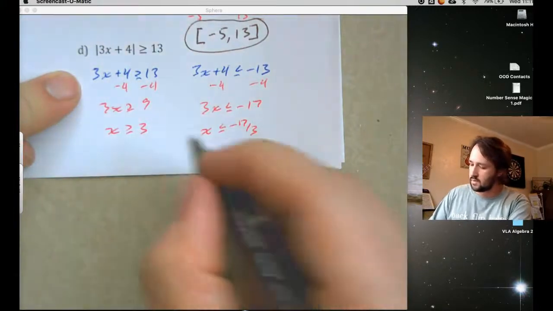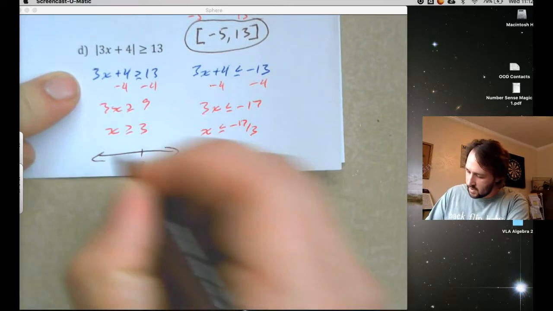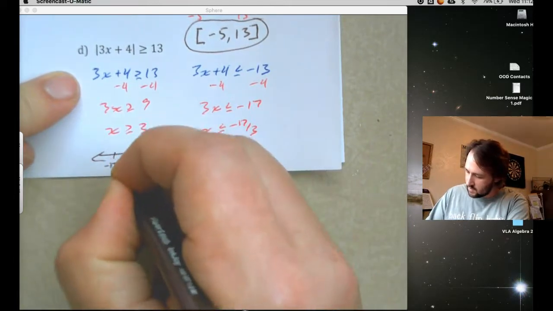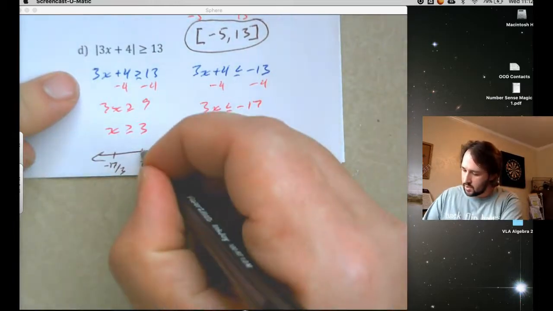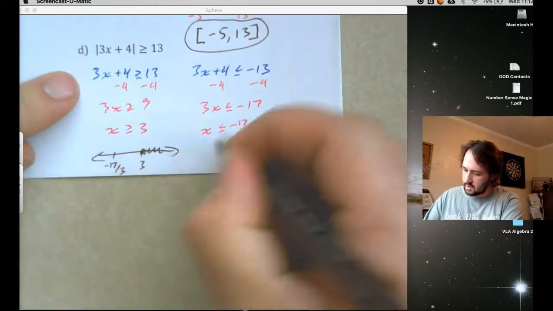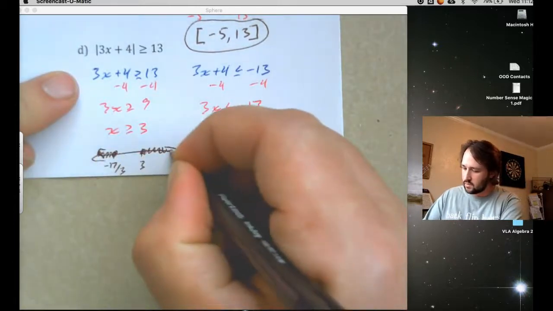So we are greater than 3. So if I put this on a number line, there's 3. Here is negative 17 over 3. I don't need to know exactly where it is, just kind of an approximation. So if I'm greater than 3, I'm going that direction. Less than or equal to negative 17 over 3, so that direction. So it looks like they're going away from each other.